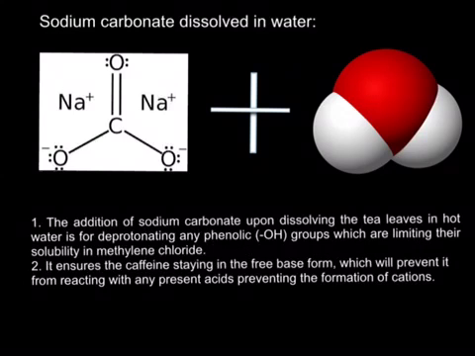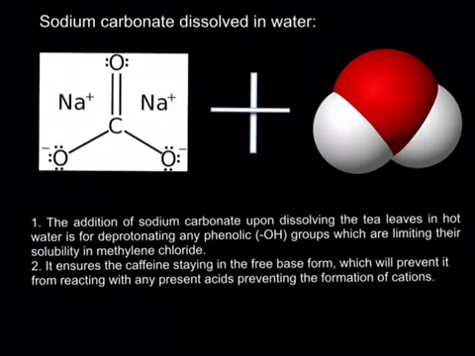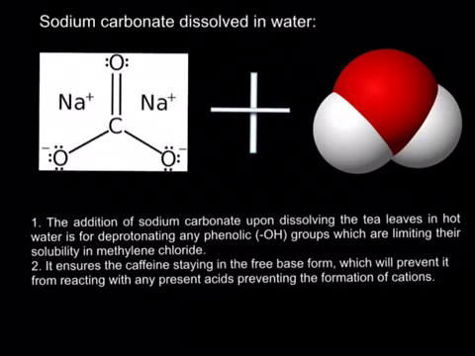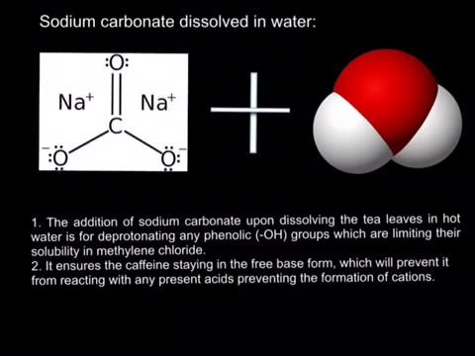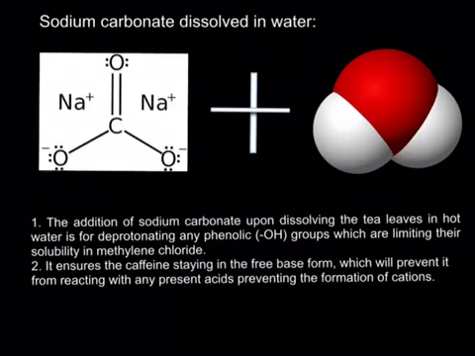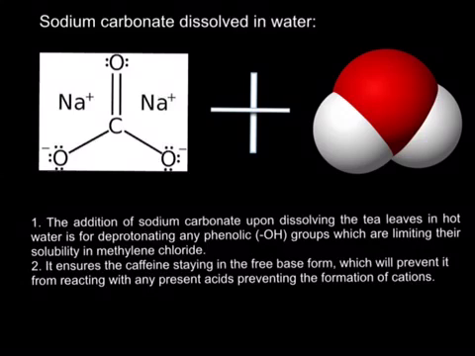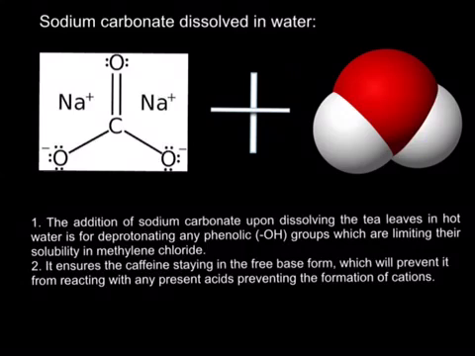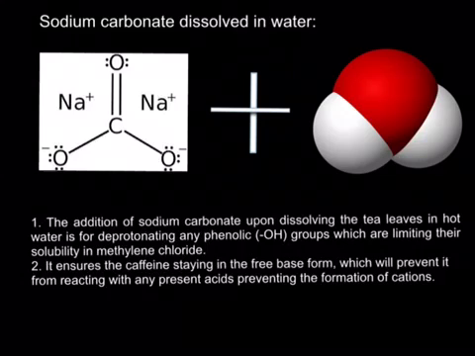The first step of this experiment is to dissolve sodium carbonate in water. This is done for two reasons. One reason is that the addition of sodium carbonate upon dissolving the tea leaves in hot water is for deprotonating any phenolic groups which are limiting their solubility in methylene chloride. Second, it ensures the caffeine stays in the free base form, which will prevent it from reacting with any present acids, preventing the formation of cations.